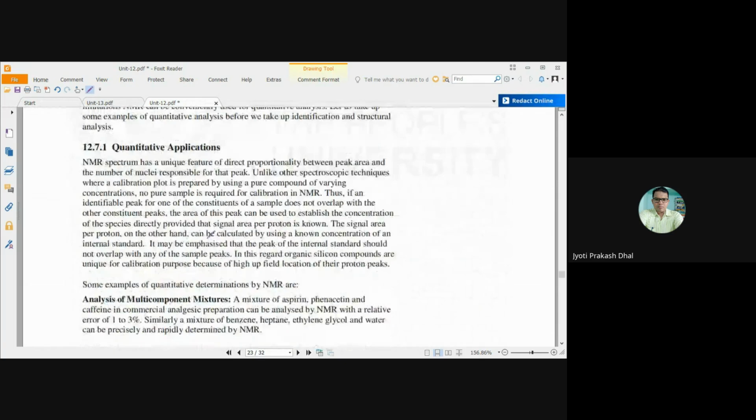Now, applications of NMR spectroscopy. For quantitative application, the NMR spectrum has a unique feature: the peak area is directly proportional to the number of nuclei responsible for that peak. Unlike other spectroscopic techniques, where a calibration plot is prepared using a pure compound at varying concentrations, here a calibration curve is not required. Thus, if an identifiable peak for one constituent of the sample does not overlap with the other constituent peaks, the area of these peaks can be used to establish the concentration of the species directly, provided the signal area per proton is known.